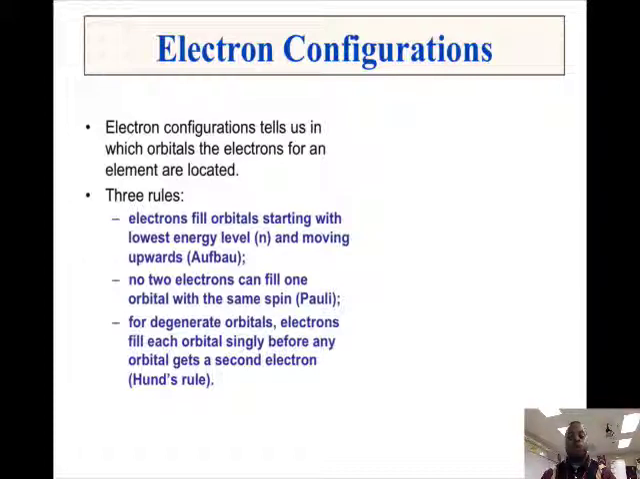Now, the 3 rules that we're going to use here are: first, electrons fill orbitals starting with the lowest energy level first, and then building upwards. 2, no 2 electrons can fill one orbital with the same spin, and we'll go into that a little bit more in class. And 3, for degenerate orbitals, or orbitals where there's multiple places where there's equal energy, the electrons will go in one by one before they double up and get a second electron. Now, these rules we're going to use as we work with each element. So just keep them in mind, and we'll come back to it.